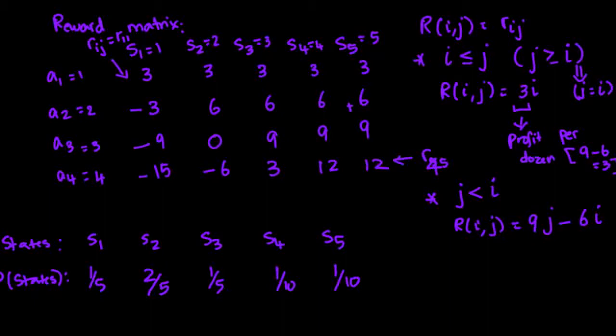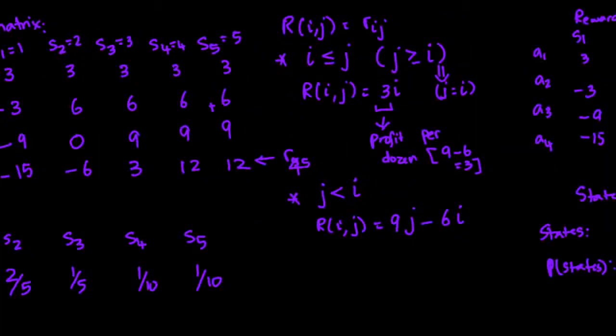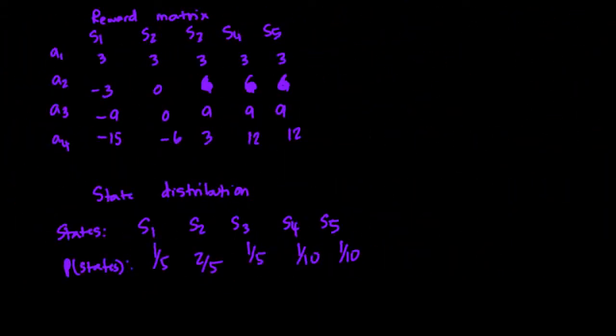So now we have a reward matrix and we also have a probability distribution. The next step is to come up with the expected values. So I have rewritten the rewards matrix from the previous slide over here, and I've also written the state distribution. Now the objective is to find the expected values of reward for a given action.